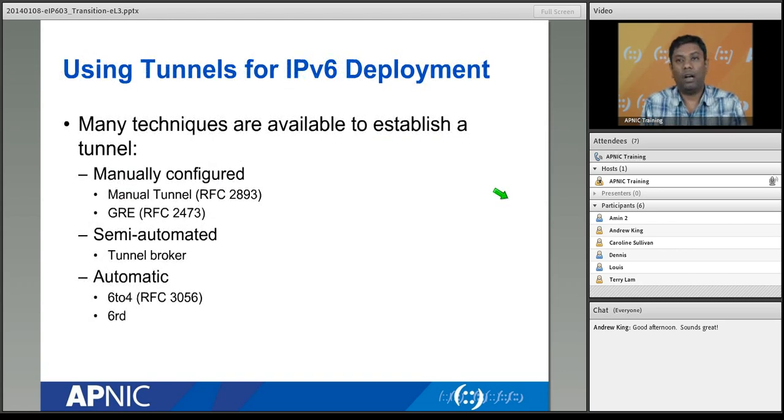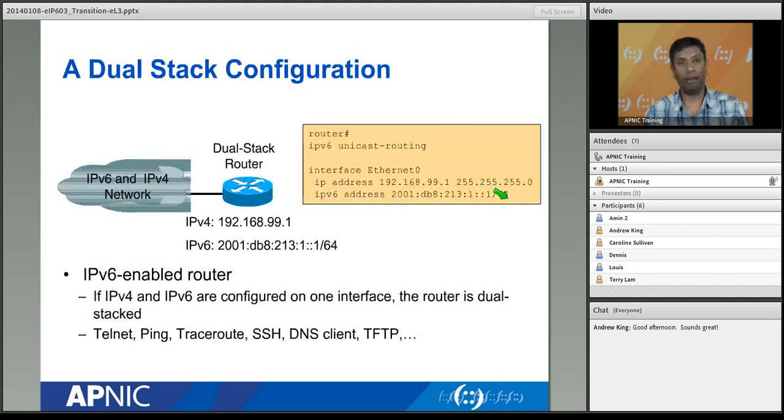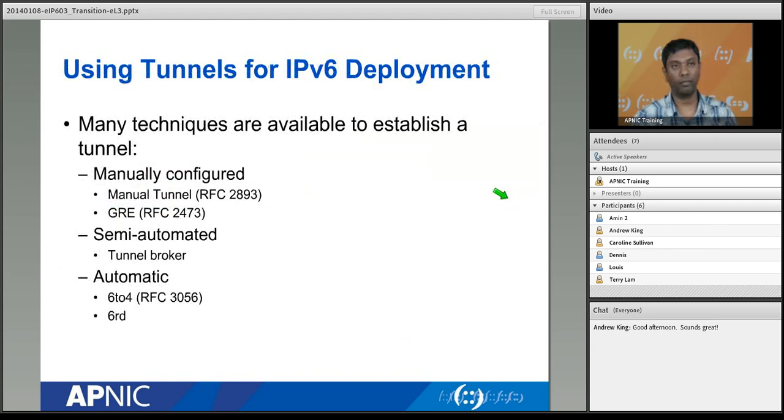All right, now we'll discuss tunneling. The example that I showed you was on a router only, but you can configure the same dual stack configuration on a server, and based on the operating system, the command line can be different. But the concept is that a single interface will have both the V4 and V6 protocols. As an example, we only showed you a Cisco command. So now we'll go to tunneling.